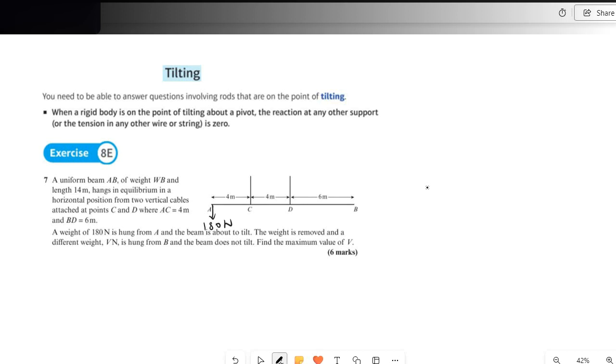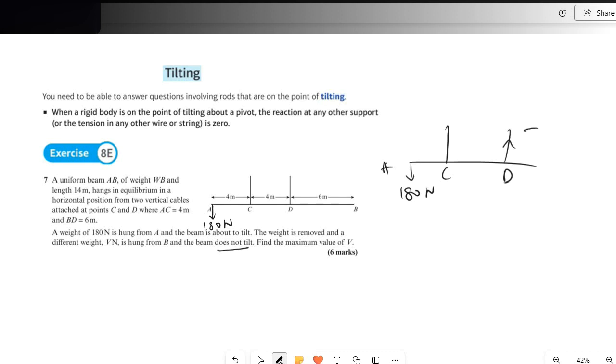Similarly, the weight is removed and a different weight V newtons is hung from B and the beam does not tilt. So this is a key word. We have to find the maximum value of V. So in our first scenario, when we placed a weight of 180 newtons at A, the whole system was about to tilt.